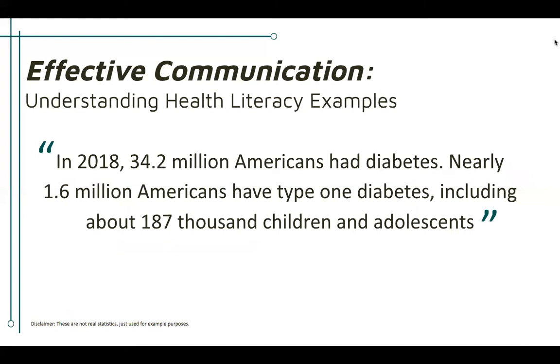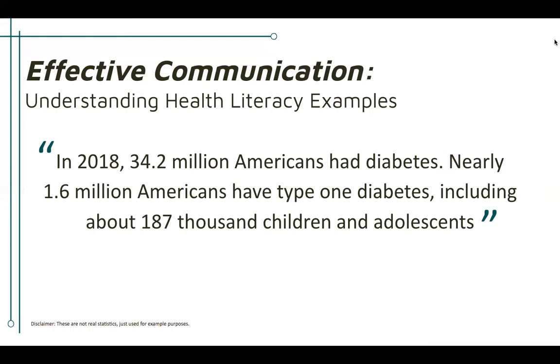Now, we are going to dive back into understanding numeracy and looking at a quick example. It is important to note that the numbers in this example are only for an example purpose and not real statistics. In 2018, 34.2 million Americans had diabetes. Nearly 1.6 million Americans have type 1 diabetes, including about 187,000 children and adolescents.